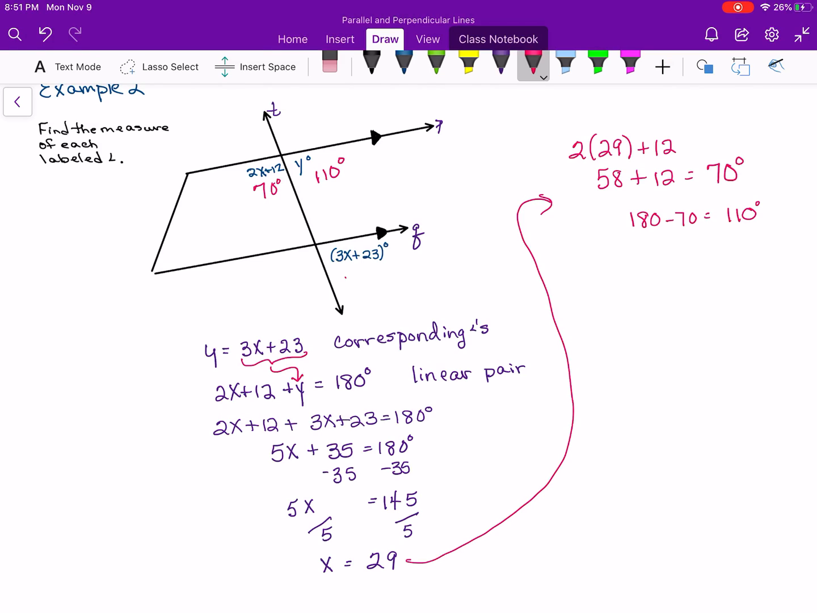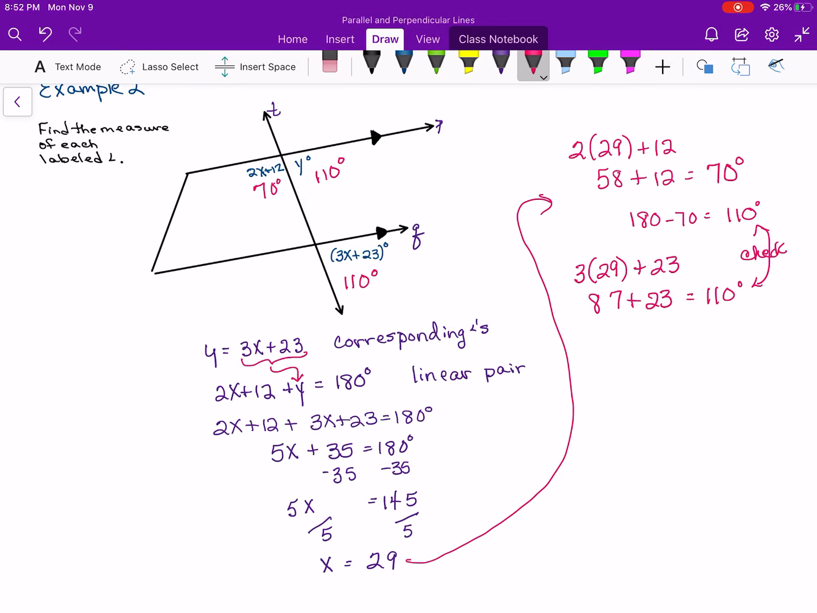Which means the other angle is also 110. Why is that? Because they're corresponding angles. To double check, though, I am going to put that 29 in for x and do the calculations. Let's see, 3 times 29, 87, plus 23 is 110 degrees. They are the same. It did a check for me.